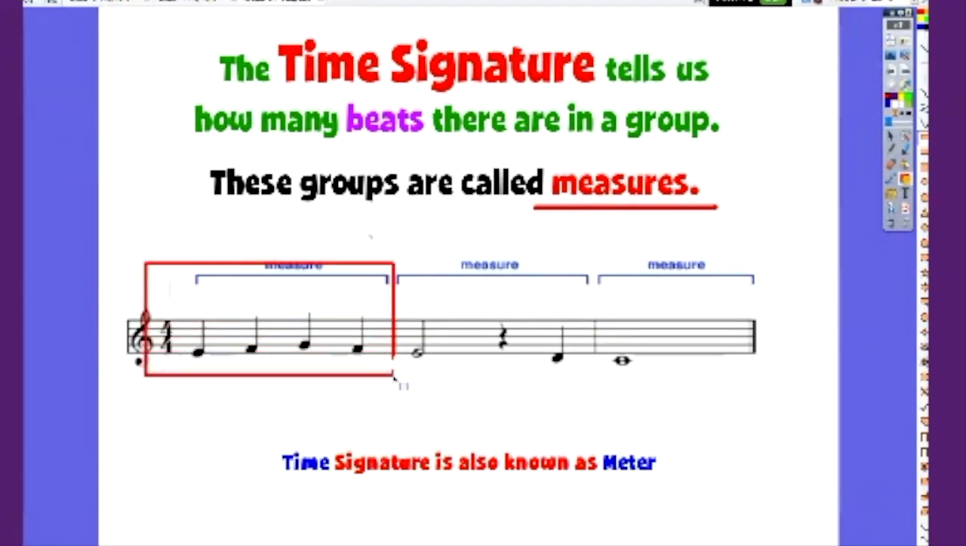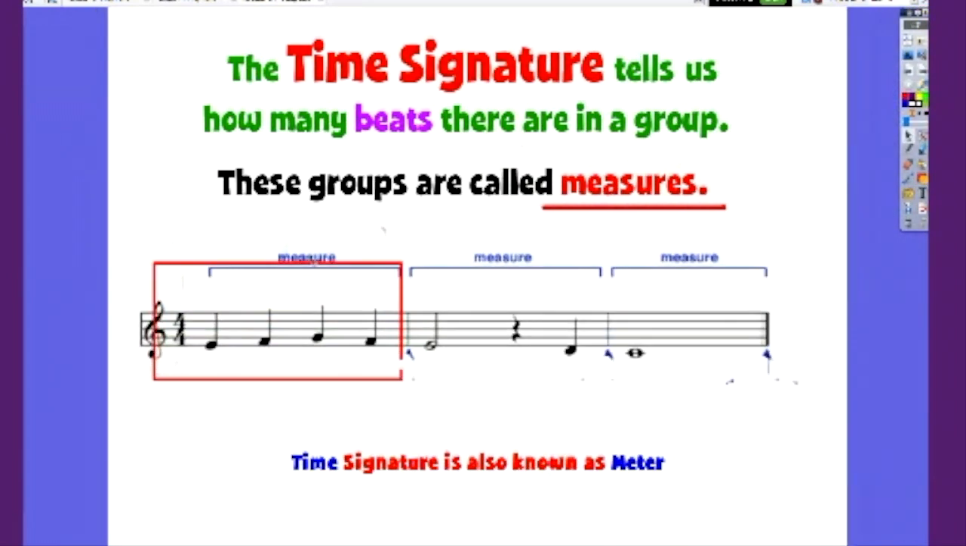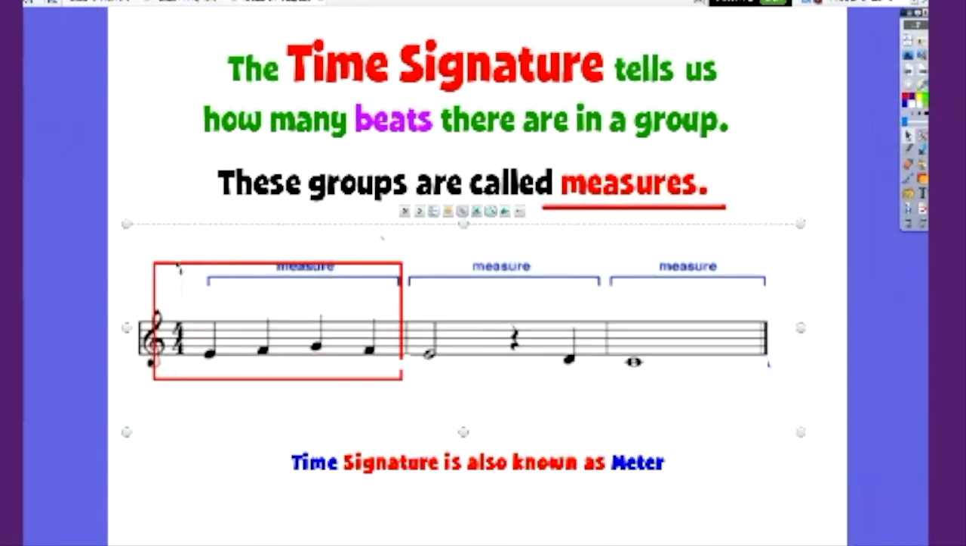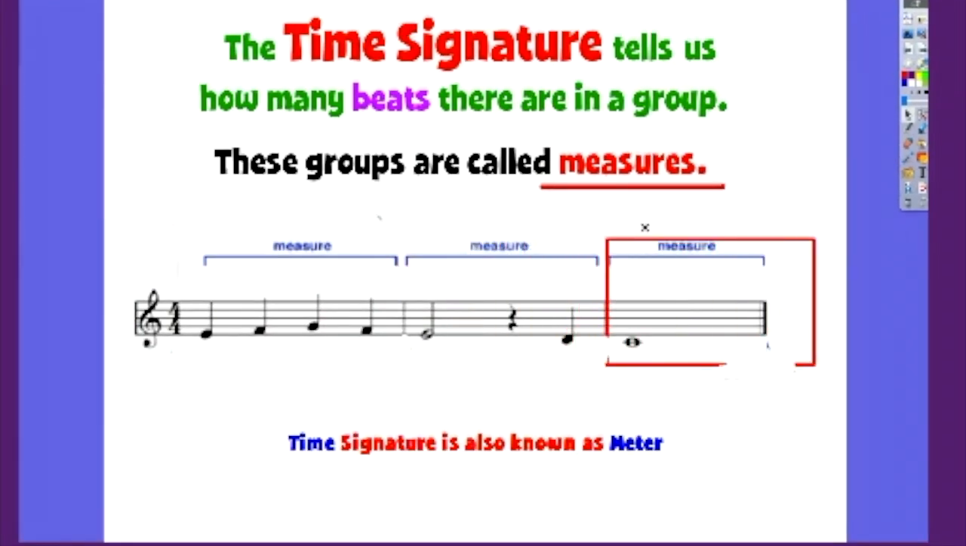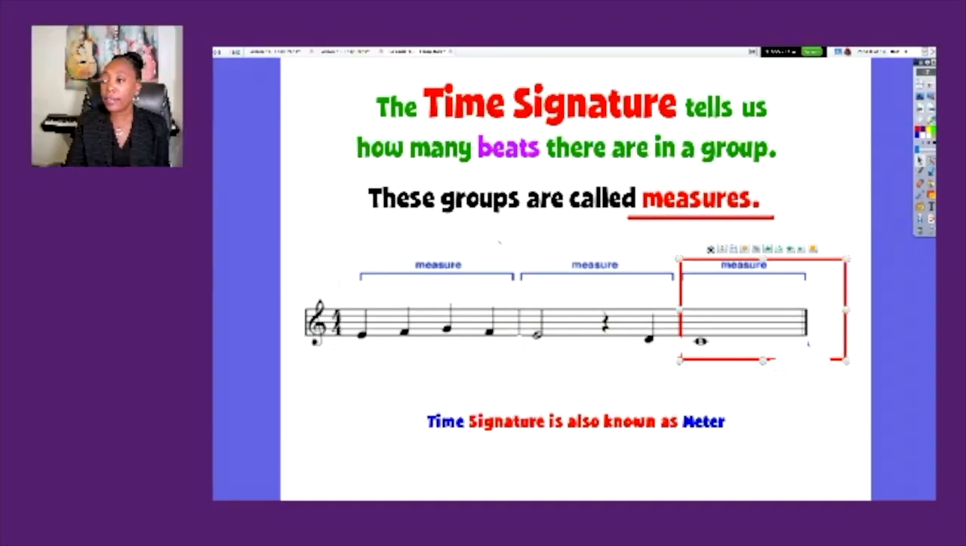Right here is a measure, and you can think of it like a rectangular box. This is a measure, all right here. This is a measure, and this is a measure, okay? And it's also worth mentioning that the time signature is also known as meter, okay?